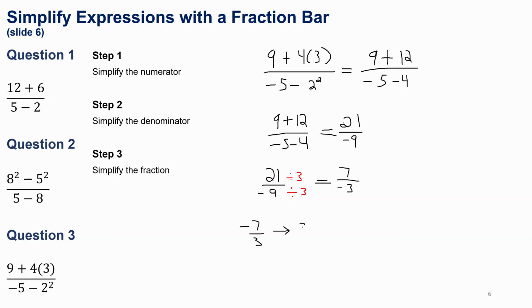which you can change to a mixed fraction. 3 goes into 7 2 times. 2 times 3 is 6. 7 minus 6 is 1. 1 is now your numerator, and 3 stays your denominator. Again, this was negative by a positive, so you get a negative result here. So negative 2 1/3 is the mixed fraction form.